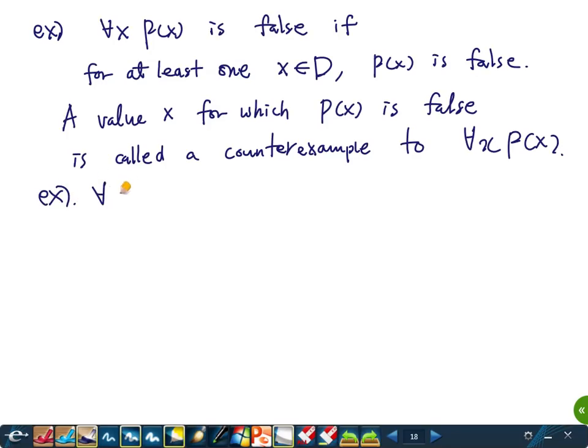So let's look at this. The domain of discourse is again the set of real numbers. This is a statement. Is this statement true?